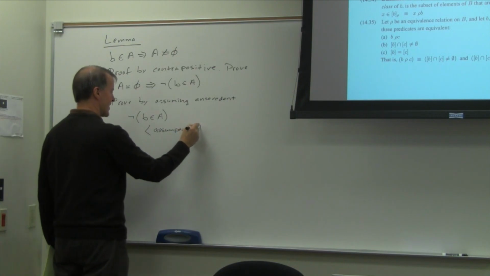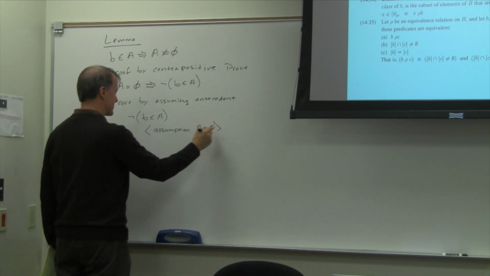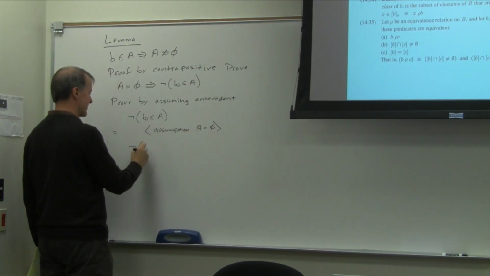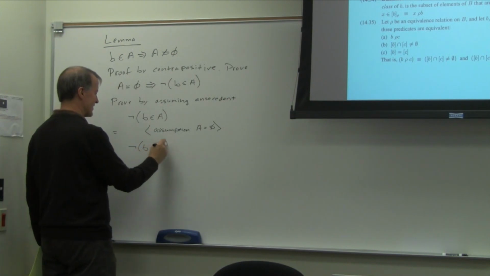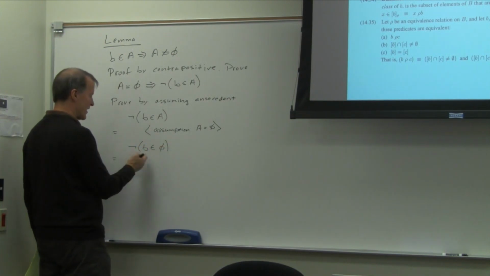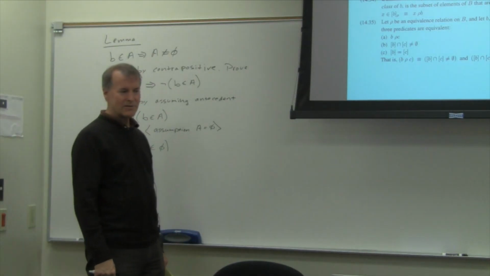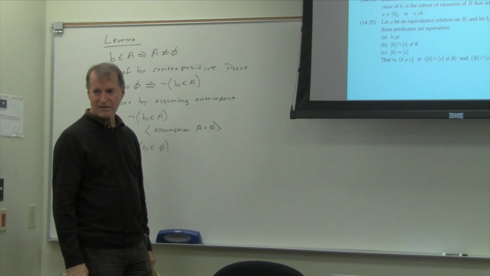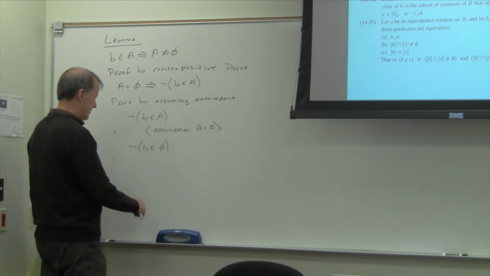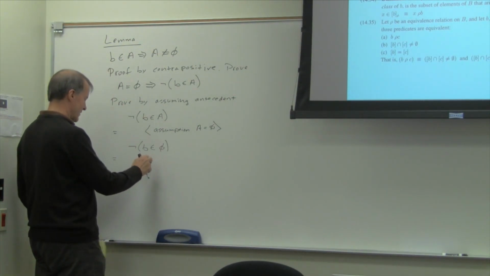Our assumption, what is that? A equals the empty set. What? Not B is an element of the empty set. But this equals, don't we have something about B being an element of the empty set? It's false. Do you have a number for that? I think that's a property of the empty set, yeah?